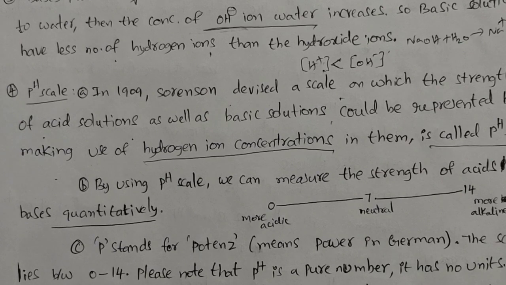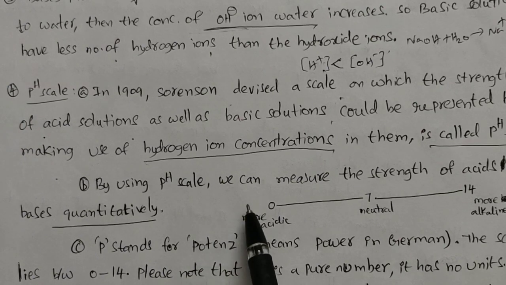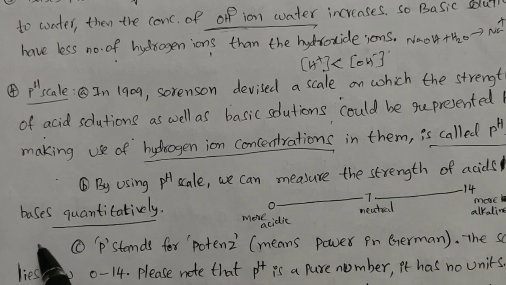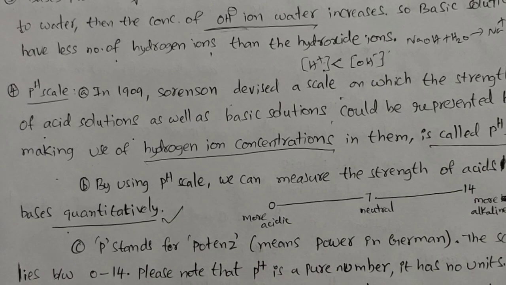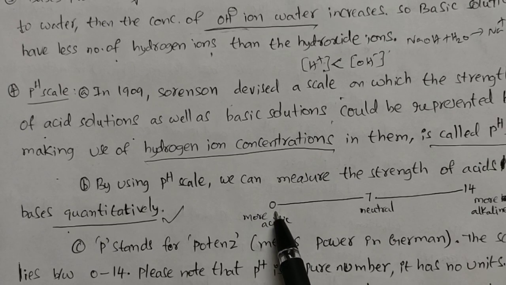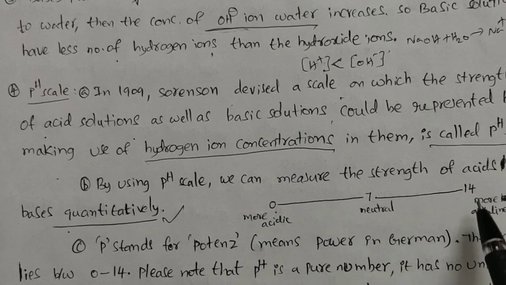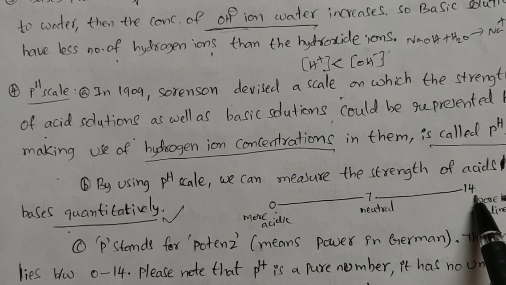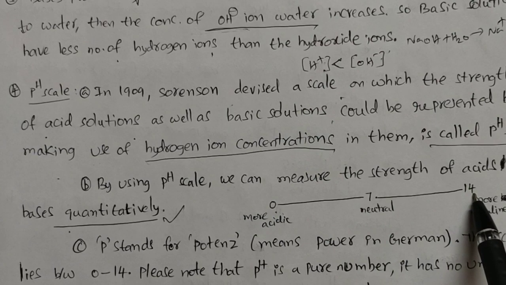So the pH scale is a scale used to measure the strength of acidic and basic solutions. By using the pH scale, we can measure the strength of acids or bases quantitatively. Quantitatively means the quantity of H plus ions can be measured. The pH scale generally consists of 0 to 14.